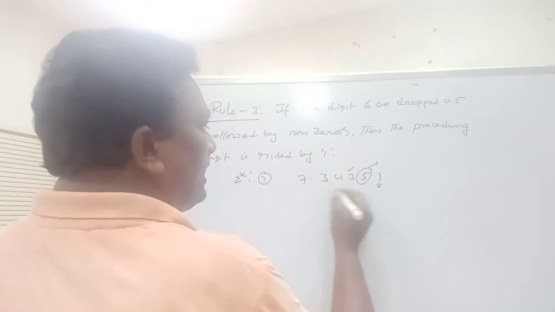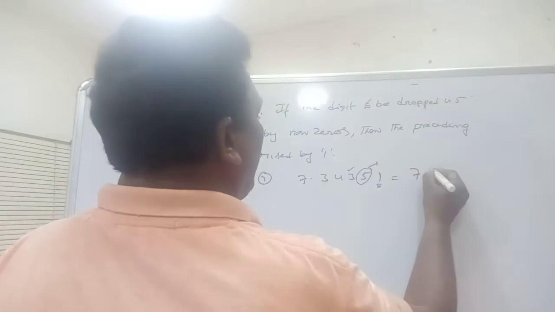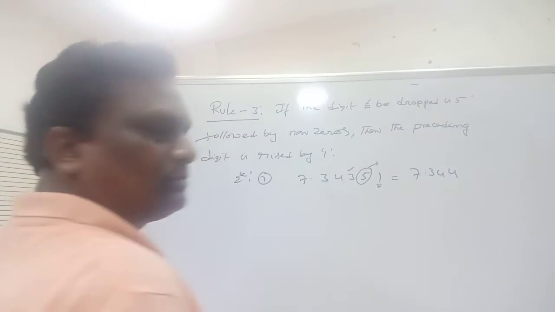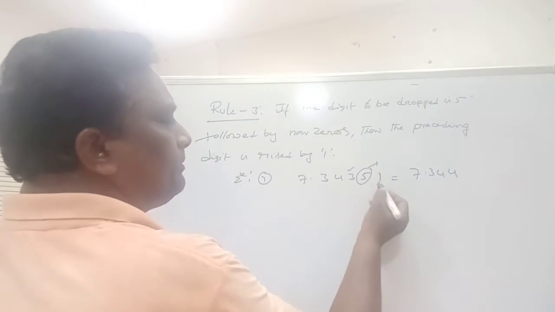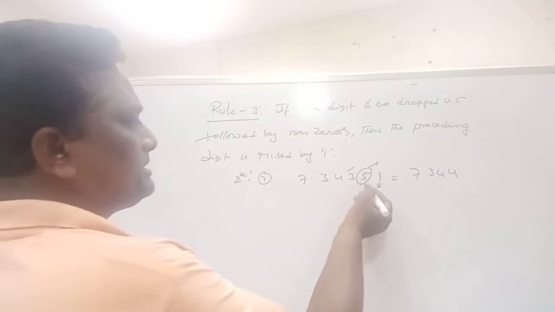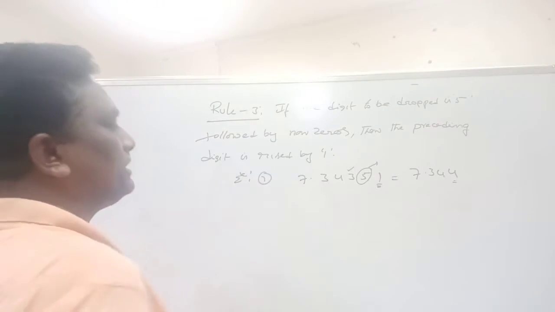So what is the answer for this? That is equal to 7.344. Why? You want to drop this 5 followed by non-zeros, then the preceding digit is raised by 1. So that is rule number 3.